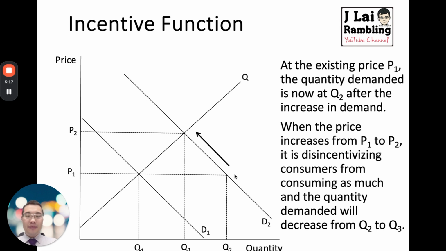Okay, again, just because there's a signal the price is higher, why should the consumer demand less? Well, because there's a reverse incentive function here. The fact that the prices are now more expensive is disincentivizing the consumers from consuming as much chocolates, and therefore they will reduce their consumption from Q2 to Q3.